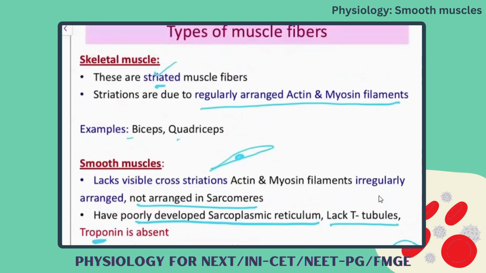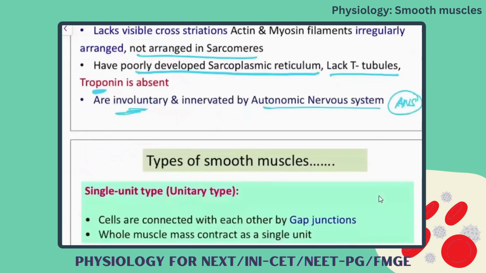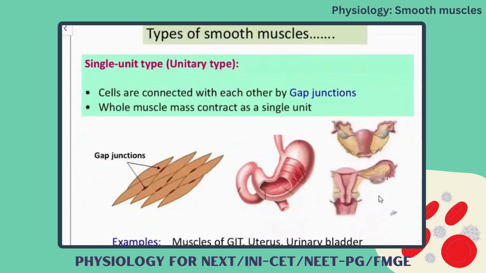But in the case of skeletal muscles, you can control the movement of your muscles. If you want to flex your arm, you can flex. If you want to extend, you can extend. That is voluntary muscles. Okay. And then the types of smooth muscles.